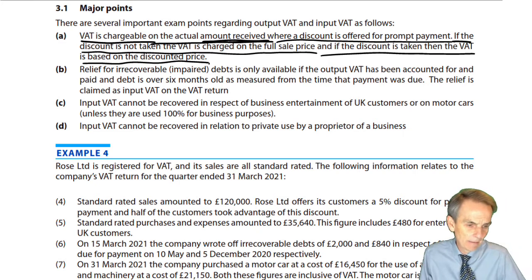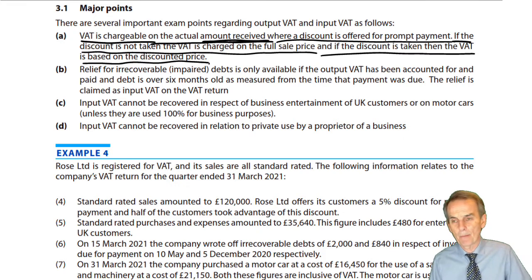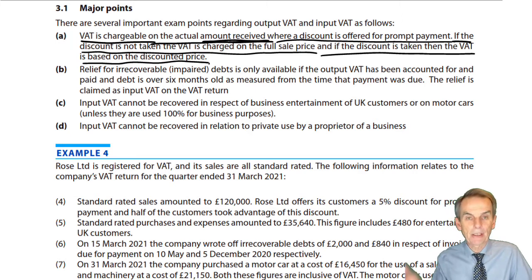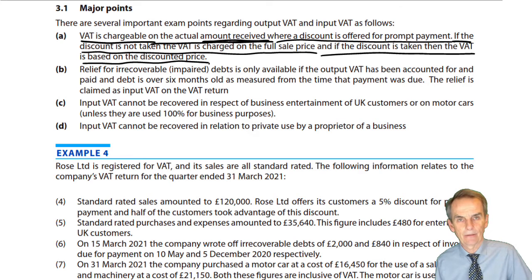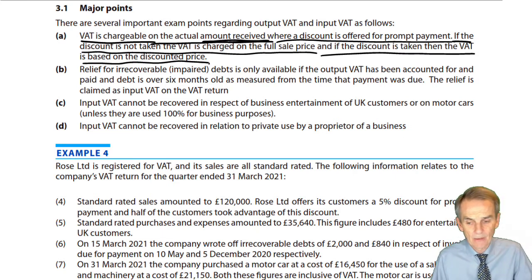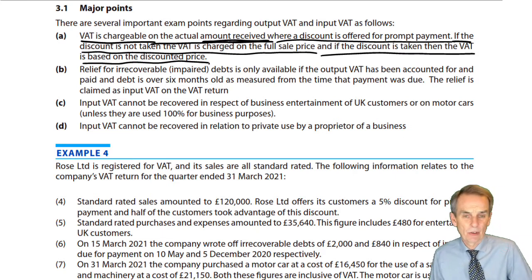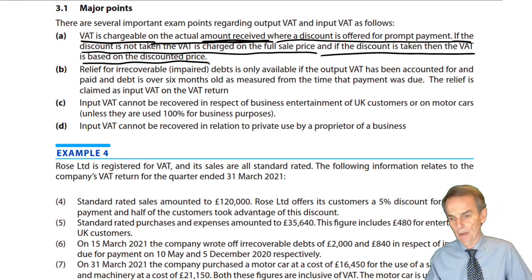Now, you might foresee a practical issue. Hang on a minute, if you've issued an invoice for £100 plus 20% VAT, but the customer then takes advantage of that prompt payment discount and is paying £95 plus VAT of £19, what's going to happen with that VAT figure? Well, there are different ways of dealing with it, but the usual thing would be that we just issue a credit note for the £5 discount plus the £1 VAT. So we issue a credit note.